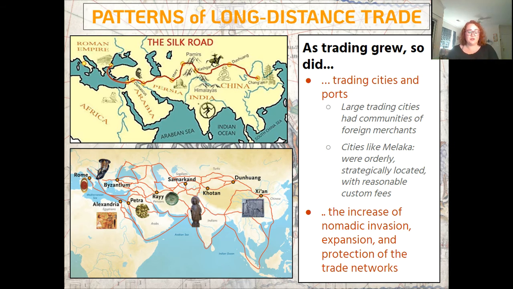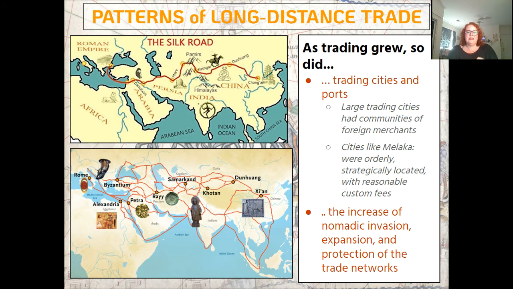As trade was growing, you also see the growth of trading cities and ports. Large trading cities had communities that featured foreign merchants. They also exchanged foreign goods. Cities like Malacca were very orderly, strategically located, and had reasonable custom fees, because you had import-export fees even at this point in time as well. So cities are gaining money from being around these trade routes.